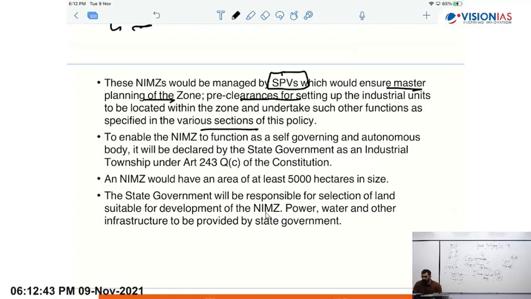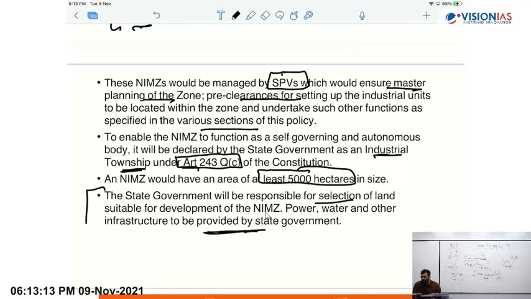To enable the NIMZ to function as self-governing and autonomous body, it will be declared as an industrial township under Article 243 Q. Leverage synergy. See, synergy is when two things meet, taking benefit of that synergy. Area of at least 5,000 hectares in size. State government will be responsible for selection of land, power, water and other things will be provided by state. This is very important. सारी रिस्पॉन्सिबिलिटी स्टेट की है.